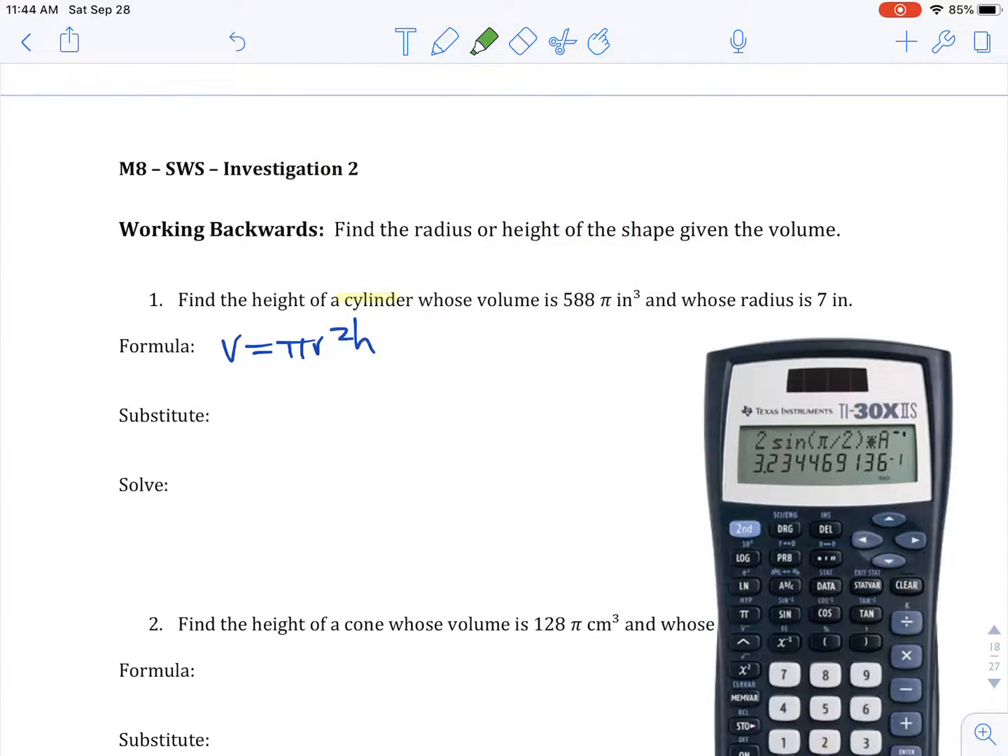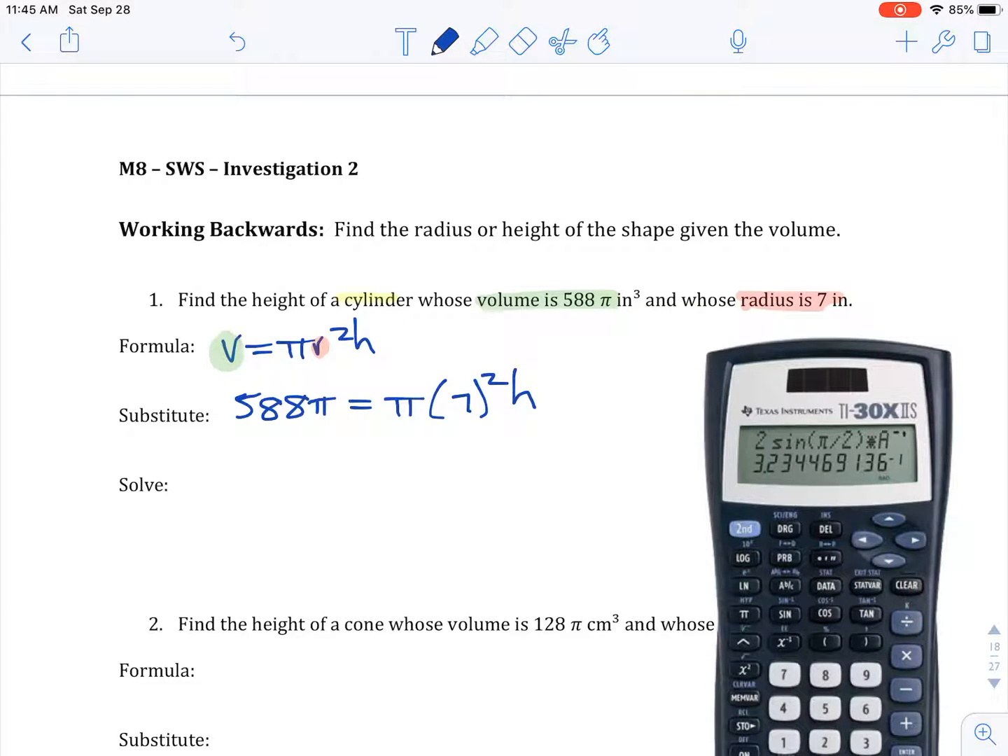So what we've got is actually the volume, which is 588 pi. The pi needs to go in there for V. And then we've also got the radius, which is 7. So that goes in for r. And we're going to look for h. So we're going to take everything and plug it in now. So the 588 pi, don't lose that pi, equals pi times the radius, in parentheses, squared, times the height h.